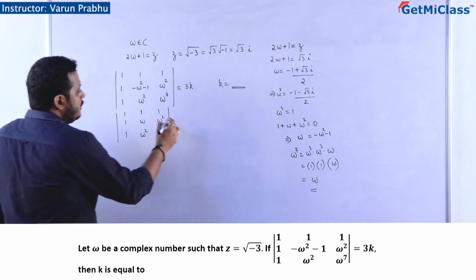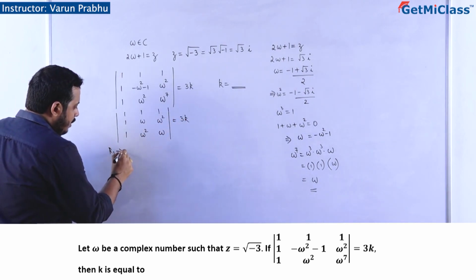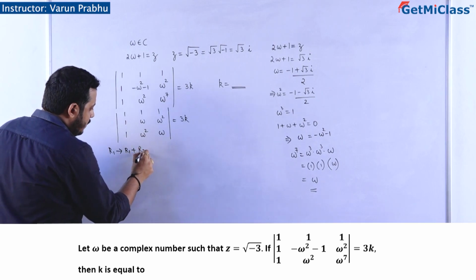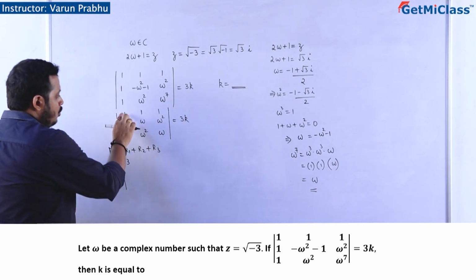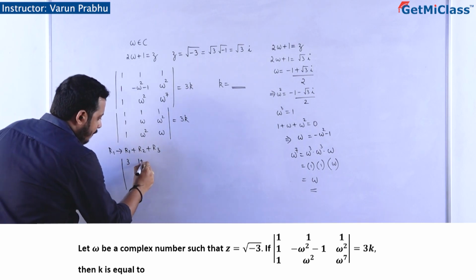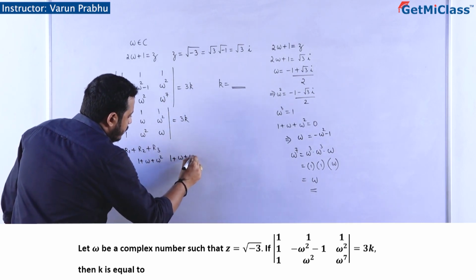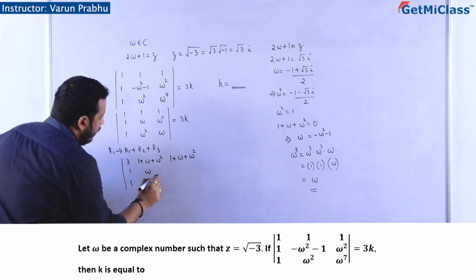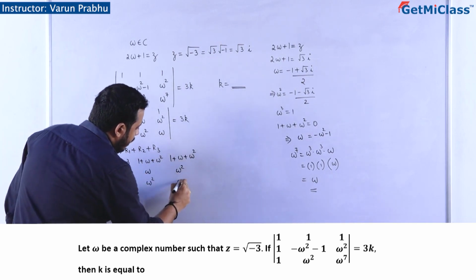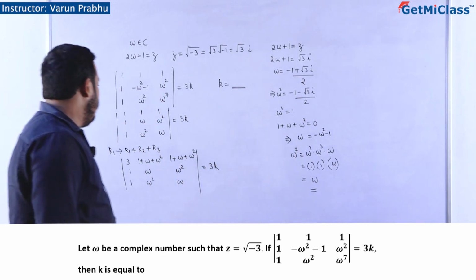So what do we do? This is equal to 3k. All right. We'll perform an elementary operation on R1. R1 transforms as R1 plus R2 plus R3. So I'll get 1 plus 1 plus 1, 1 plus omega square, 1 plus omega square. Is it okay? Then 1, omega square, and then omega square, omega. This value will be equal to 3k. Is it not?